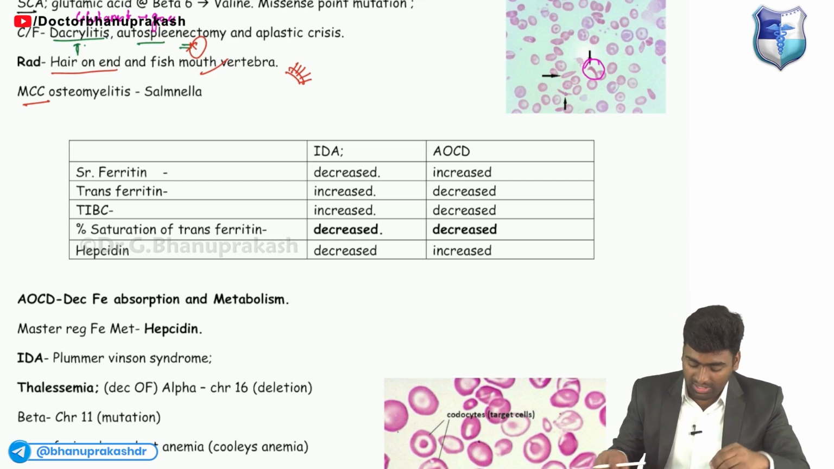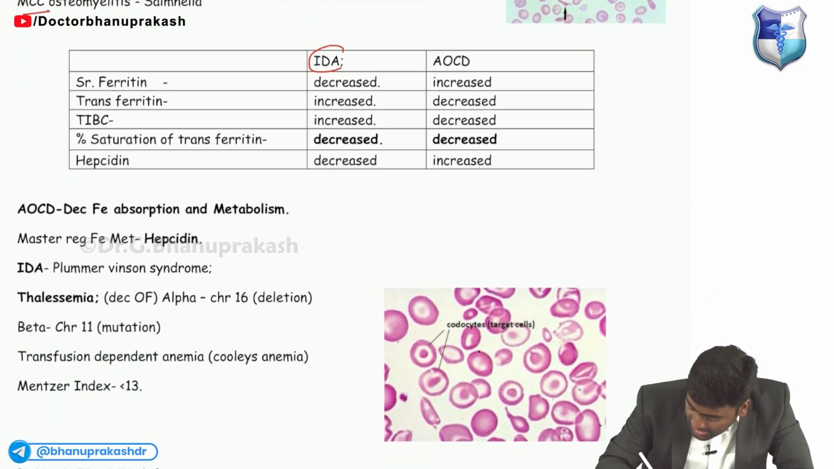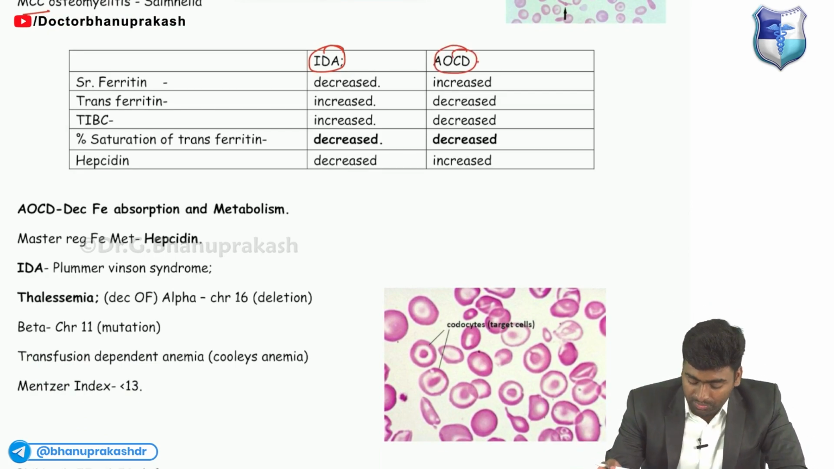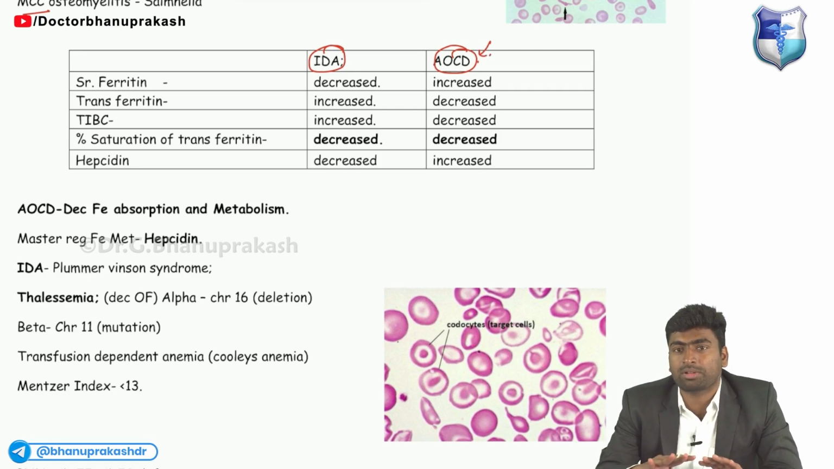It is Salmonella. After that, they will ask you how you will differentiate iron deficiency anemia from anemia of chronic disease. Okay, remember, in anemia of chronic disease you have everything, but you tell everyone that you have nothing.